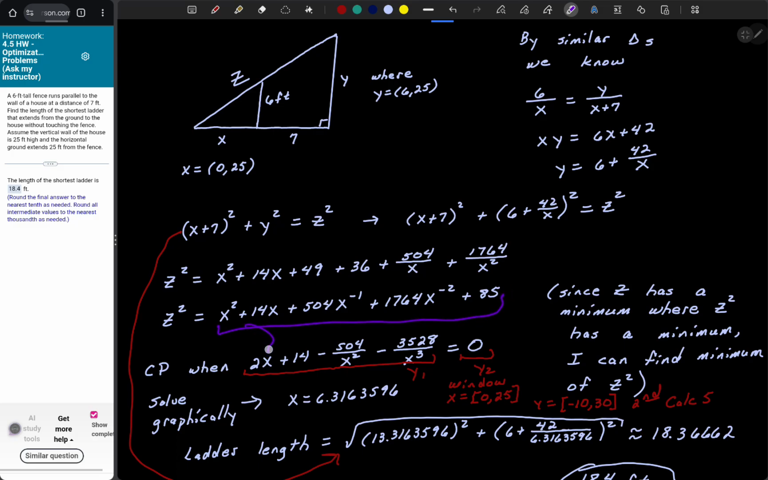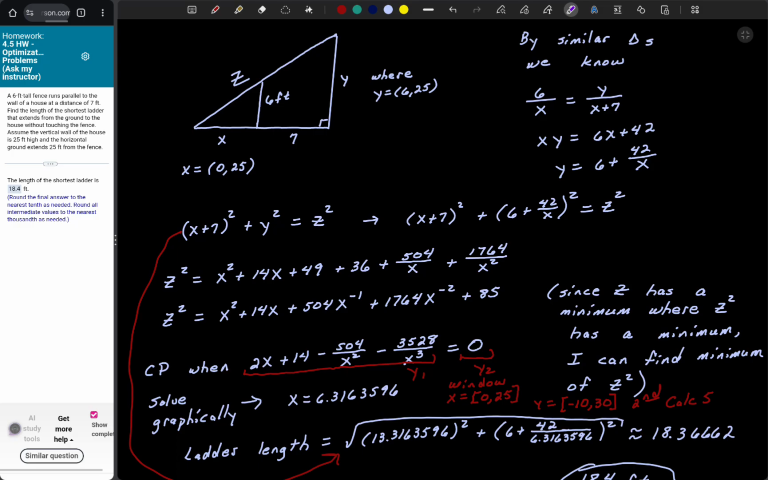Derivative of x squared is 2x. Derivative of 14x is 14. 504x to the negative 1 becomes negative 504x to the negative 2. 1764x to the negative 2 becomes negative 3528x to the negative 3. I needed to set all of that equal to 0. And I was thinking, okay, that's not something that I can do by hand.